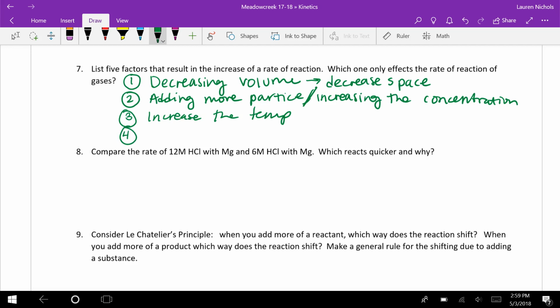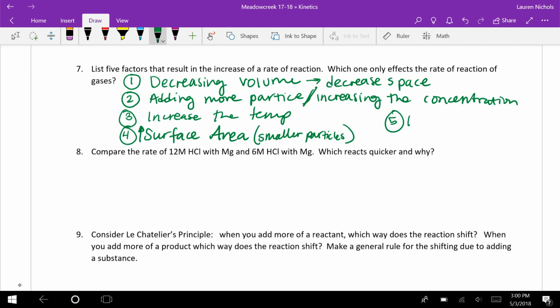The fourth thing that you can do is, so surface area is number 4. If you increase the surface area, and if you can hear that bell ringing in the background, that's because I'm at school. So if you increase the surface area, meaning if you have smaller particles, smaller particles will just be able to collide more often. They'll be more exposed. And so again, more collisions equal more reactions, and it will move faster.